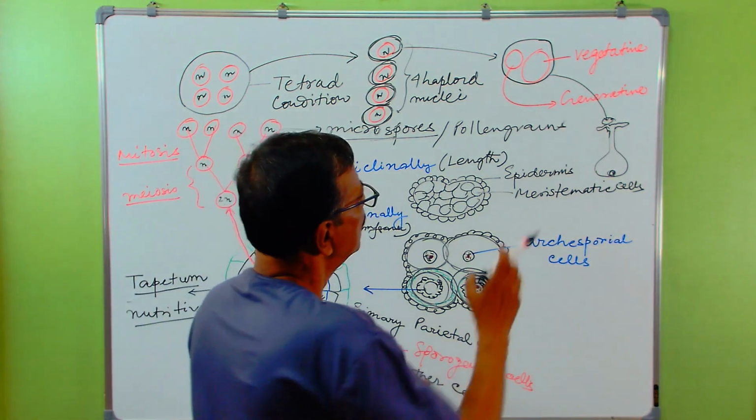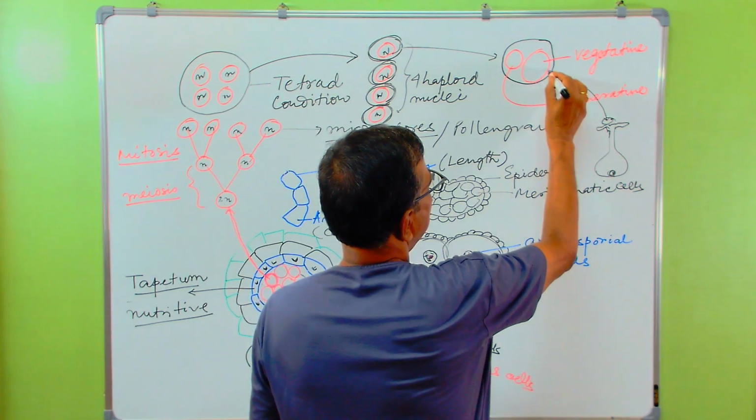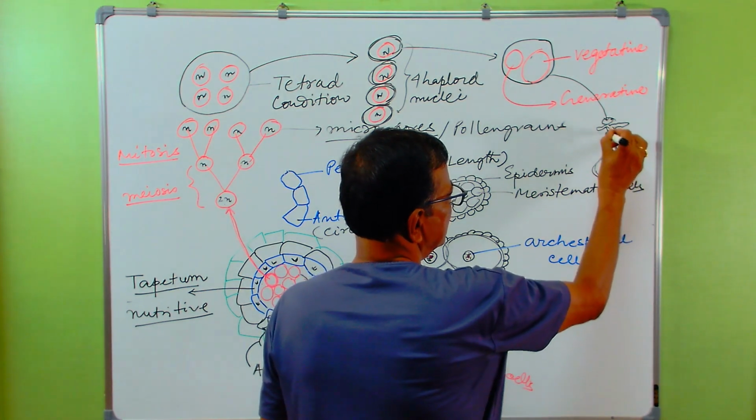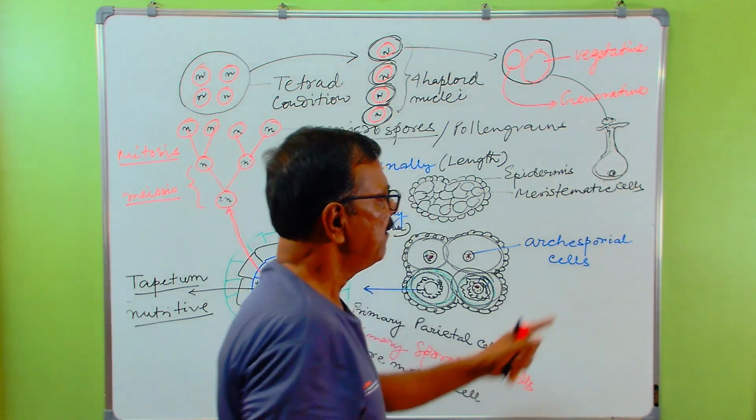Next class we will generate this and we will start reading this. This is the female gametophyte, which will produce the egg.